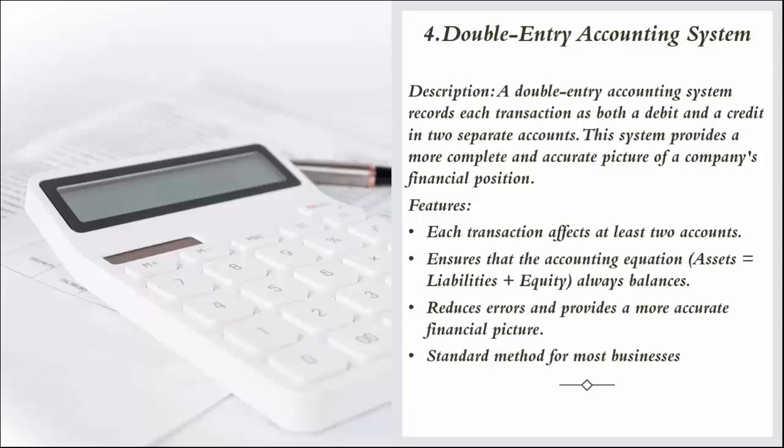4. Double entry accounting system. Description. A double entry accounting system records each transaction as both a debit and a credit in two separate accounts. This system provides a more complete and accurate picture of a company's financial position. Features. Each transaction affects at least two accounts. Ensures that the accounting equation, assets equals liabilities plus equity, always balances. Reduces errors and provides a more accurate financial picture. Standard method for most businesses.